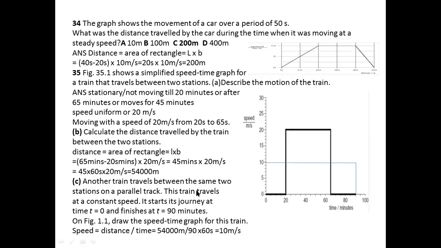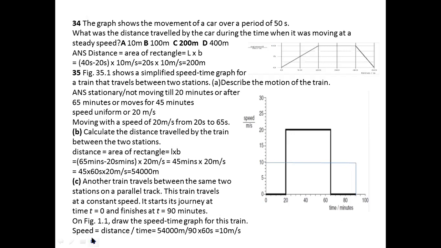So the second train travels with constant speed, and the value of that constant speed is 10 meter per second. So we have to draw a horizontal line from 10 meter per second till which time interval? Till 90 minutes. And then we have a sudden decrease in speed, showing that it stops at 90 minutes.